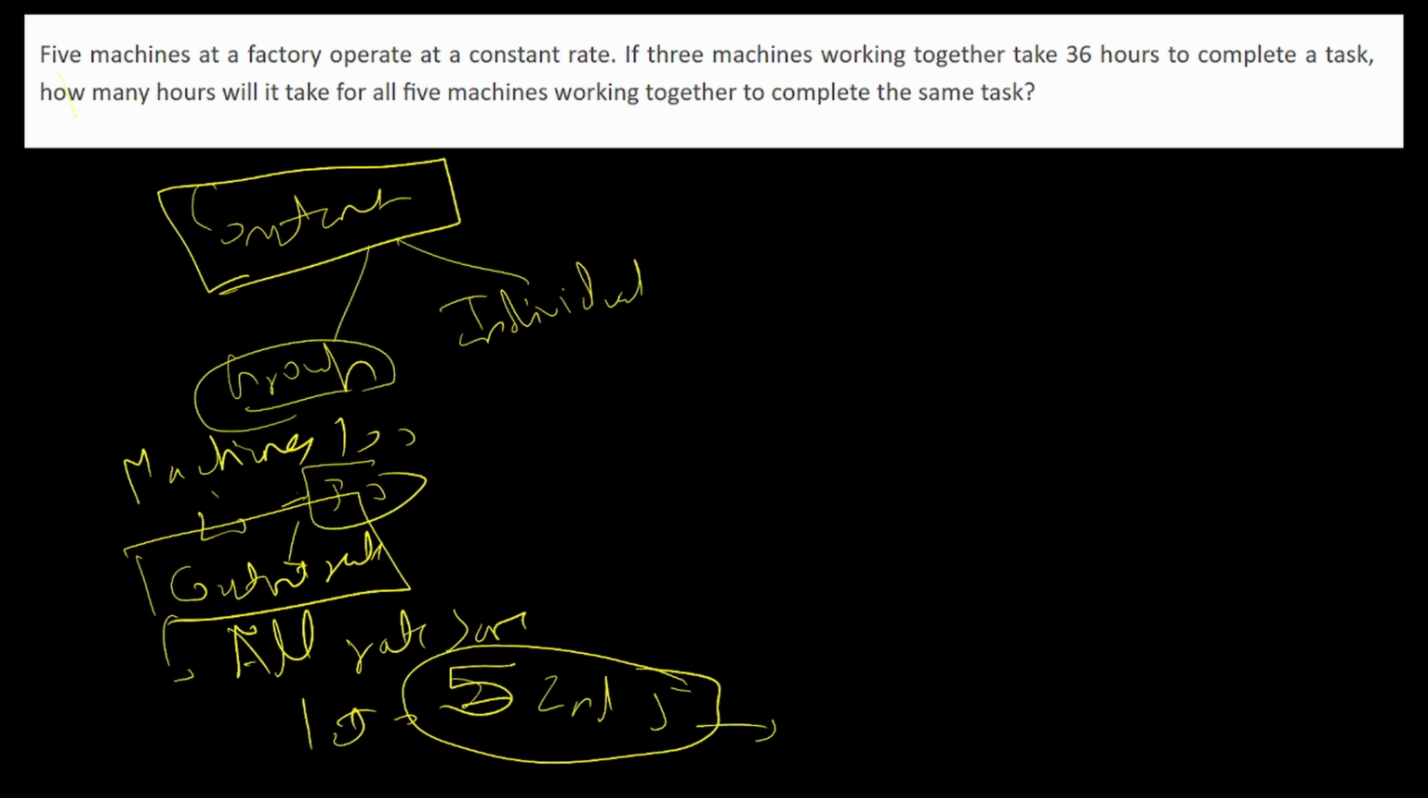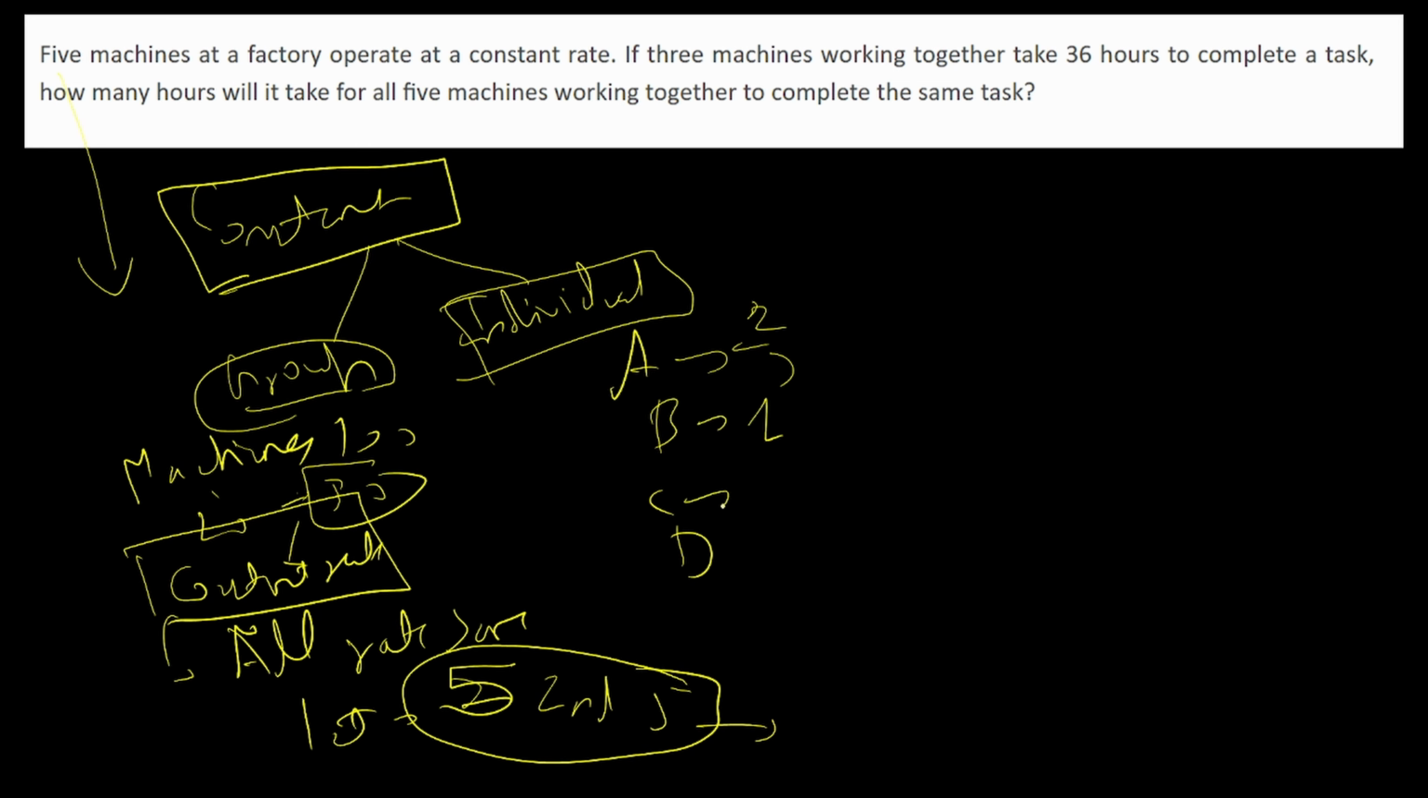That's what this question says, that 5 machines at a factory operate at a constant rate. Individual means, let's suppose person A, B, C, D each has a different rate. Let's suppose one has a 2 by 3 rate, one has a rate of 1 per hour, one has a rate of 4 per hour, one has a 1 by 6 rate per hour. So this is the point we understand from the individual and this one.